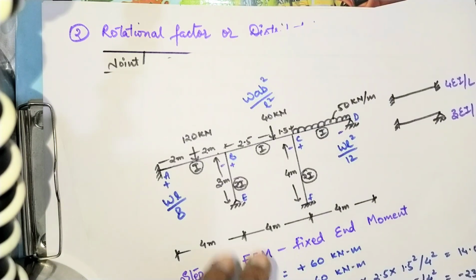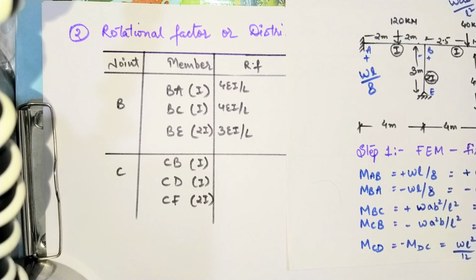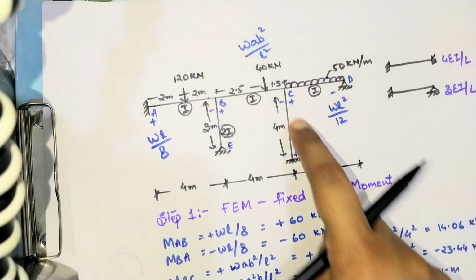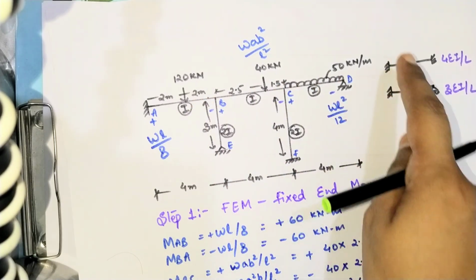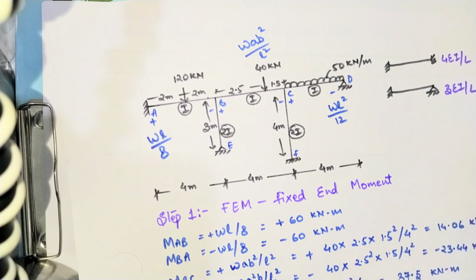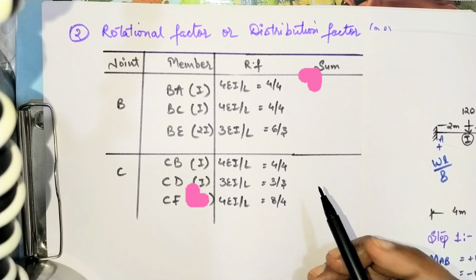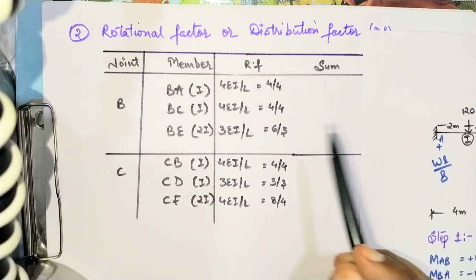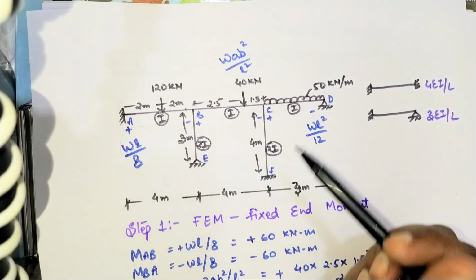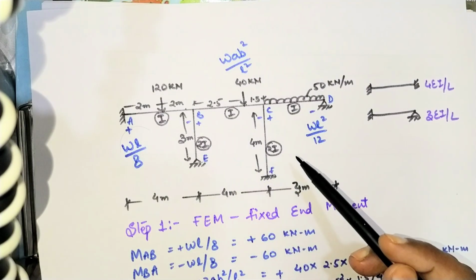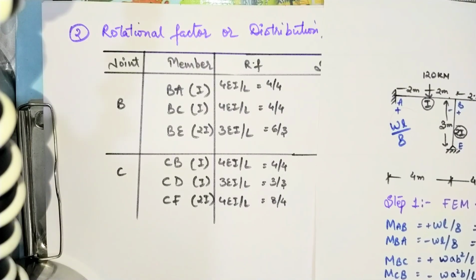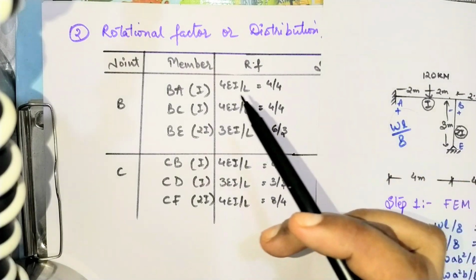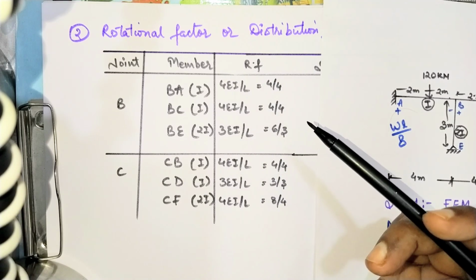Here I have written all the I and 2I so that the chances of mistakes are less. So we'll be writing for each and every joint: CB, CD, CF are fixed. This one is hinged. So we'll be using these formulas for writing the RF. Here it is. What we have done is simply substituted all the L and EI. You have to check very carefully where we have I and where we have 2I. For that I have written it beside the member.